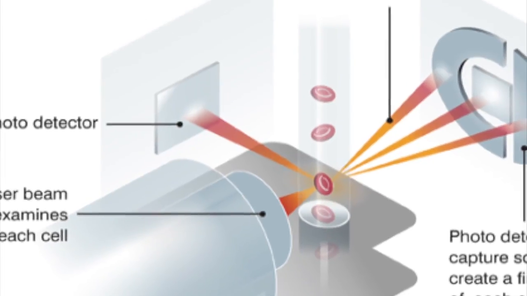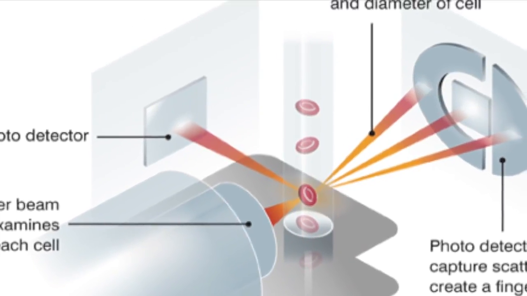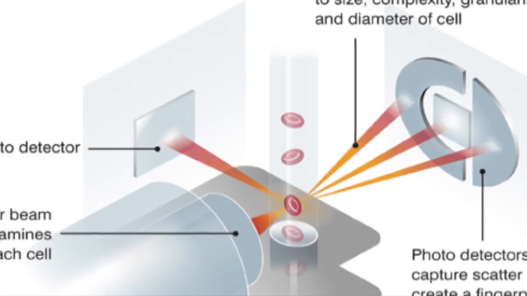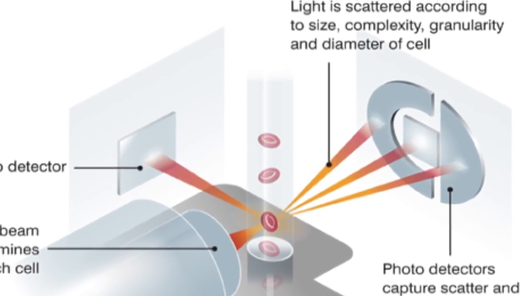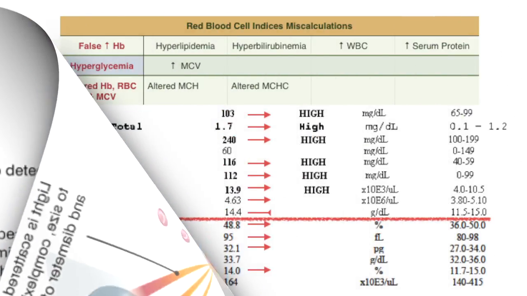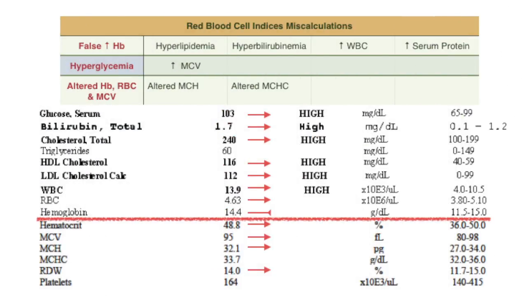Red blood cell indices miscalculations. When the values of the hemoglobin, red blood cell count, and MCV are affected, MCH and MCHC also become abnormal, since these indices are calculated and are not directly measured. In hyperglycemia, red cells are transiently hypertonic in relation to the isotonic diluting fluid, resulting in swollen cells and an elevated MCV.